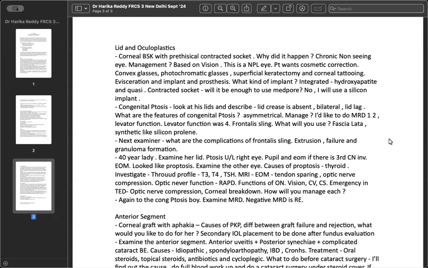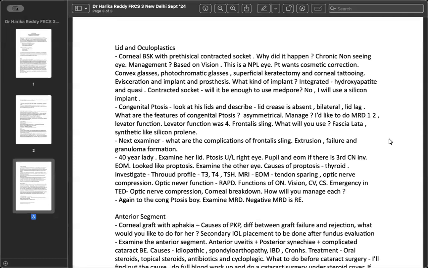He had a corneal problem, one eye was normal, and in the other eye, he asked me to just check his left eye and tell me what is there. So this patient had corneal BSK with a pre-phthisical contracted socket. So he asked me, why did the BSK happen? Why did the phthisis and the contracted socket happen?